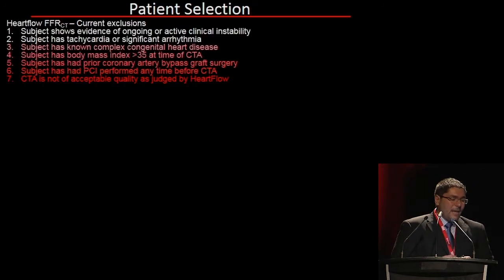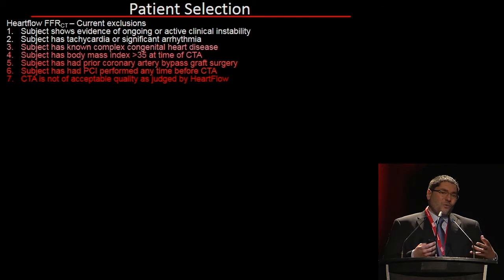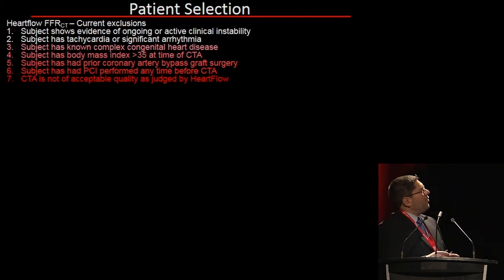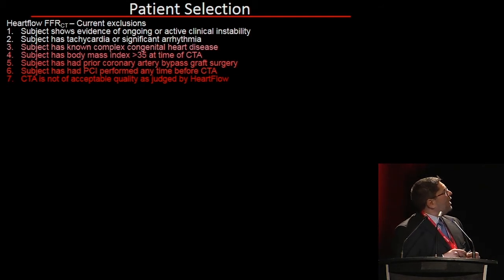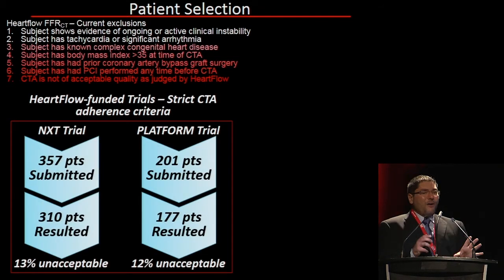One of the bigger limitations that I see, however, with it is patient selection. If you look at the current exclusions, as they have evolved over the lifetime of FFR-CT, you're getting more and more restrictive, to the point where you wonder who the patients are that you can actually apply it to. So you can't have a prior stent, you can't have prior CABG, if you're too large, you can't have one. Complex congenital heart disease. But the most important one, the one I have in outer red over there, is that the quality has to be acceptable by a commercial entity.